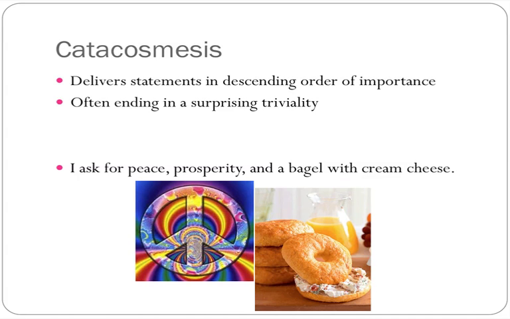Another idea here is the idea of catacosmesis, where we're going to create some surprise by offering statements in descending order of importance. And this is kind of like an ironic statement where you're set up to believe that this is the order of things, and then at the last minute, the writer takes a different turn, so your expectations aren't met. And so we get something like this. I ask for peace, prosperity, and a bagel with cream cheese.